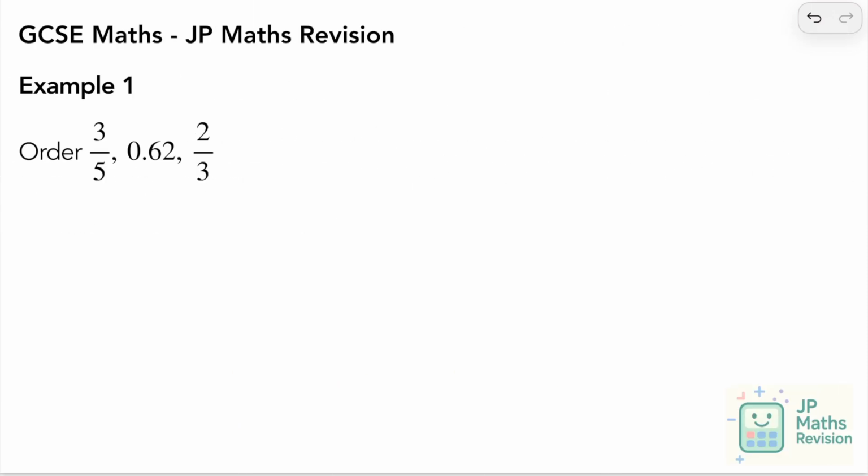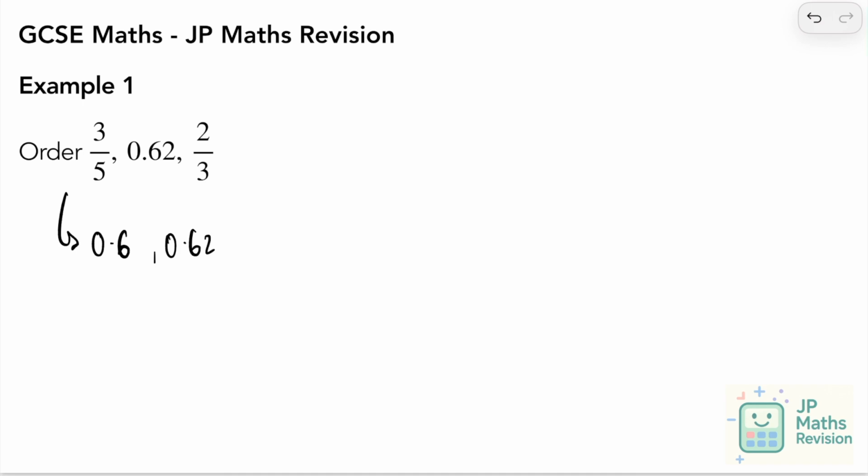So here's an example. We need to order 3/5, 0.62 and 2/3. They all either need to be fractions, decimals or percentages. So I'm going to go with decimals just because to me that looks the easiest, but you don't have to. You can go with percentages or fractions, it doesn't matter. So to convert them all into decimals, I first need to do 3/5 as a decimal. So 3/5 as a decimal is going to be 0.6 because 3 divided by 5 is 0.6.